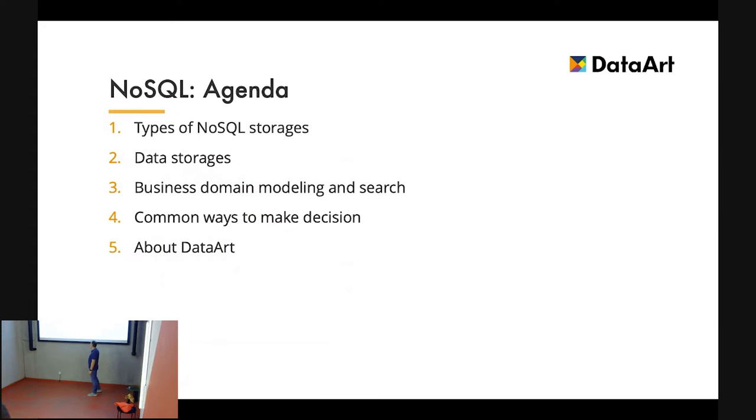Our agenda is here. We will briefly overview the types of NoSQL storages. After it, we will focus on each storage, and we will try to investigate the advantages and disadvantages of this storage. After it, we will try to map some business domain model to each type of storage, and I think it helps you to select some points for yourself. Also we will try to make a search in that model, to search for something, and it is additional help for you to build your own understanding.